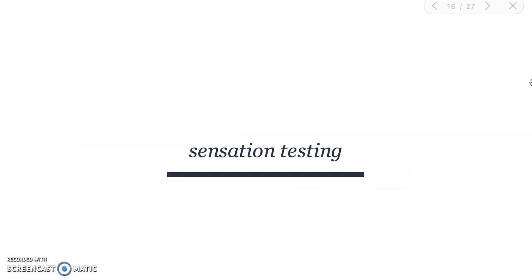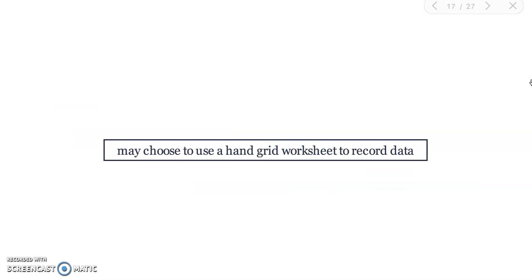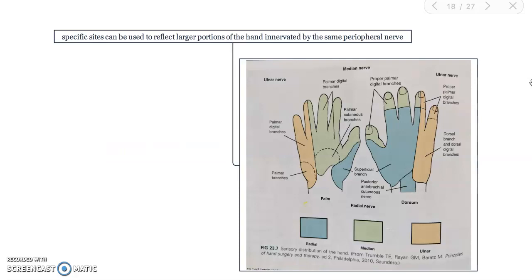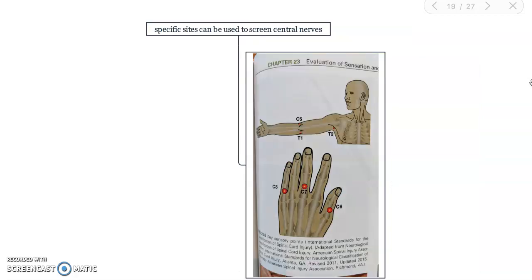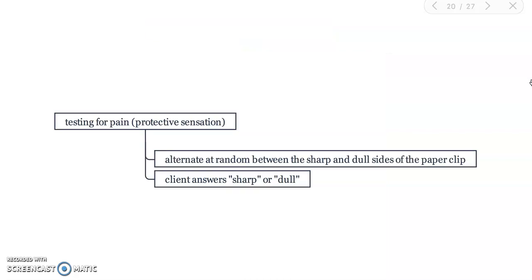There's lots of ways to do sensation testing. You can also use a hand grid worksheet to record the data. So specific sites can be used to reflect larger portions of the hand innervated by the same peripheral nerve. And same thing goes with central nerves. There's specific sites on you.